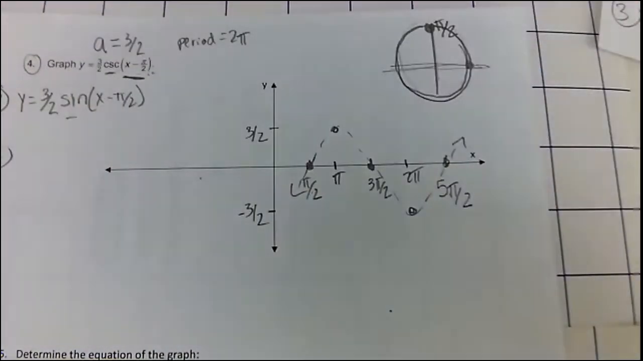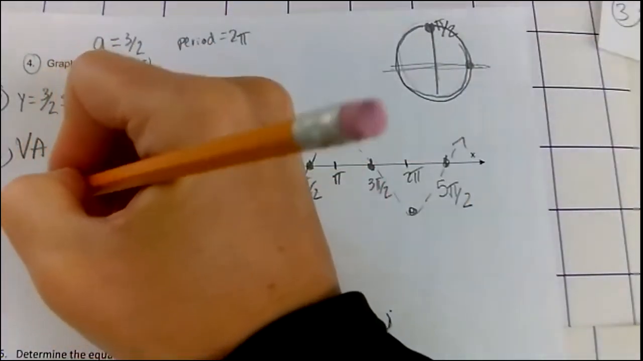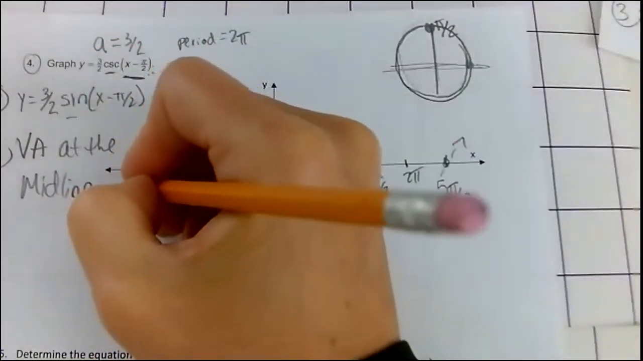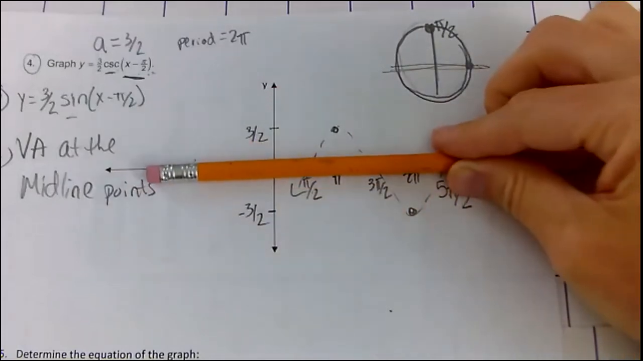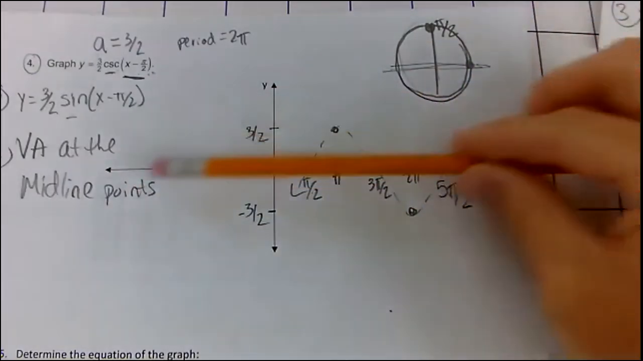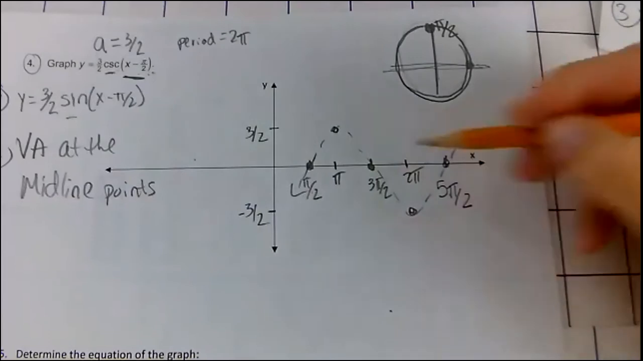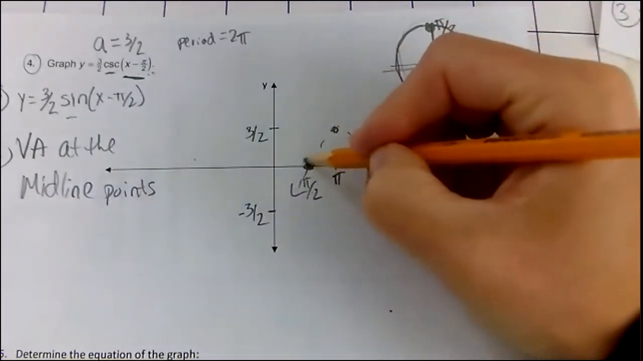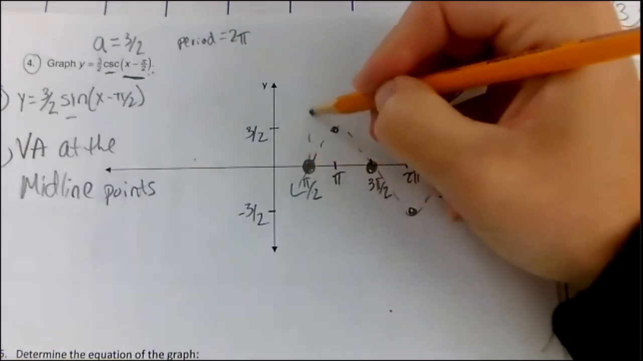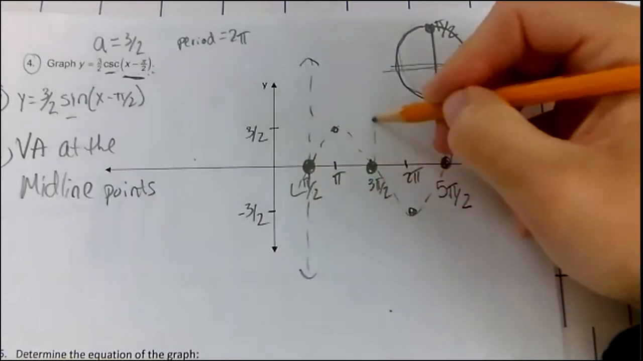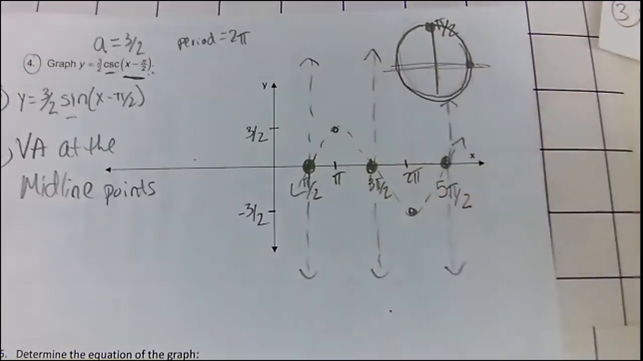Okay. Then step 2, vertical asymptotes at the midline points. In this case, again, we didn't shift up or down. So my midline is right in the middle at the y equals 0 line, right at the x-axis, right? So these points at the midline, that's where you put your vertical asymptotes, okay? Vertical asymptote, vertical asymptote.